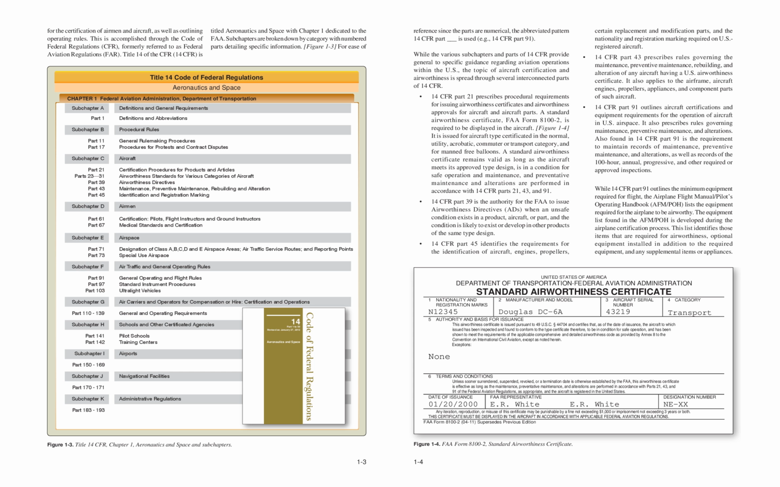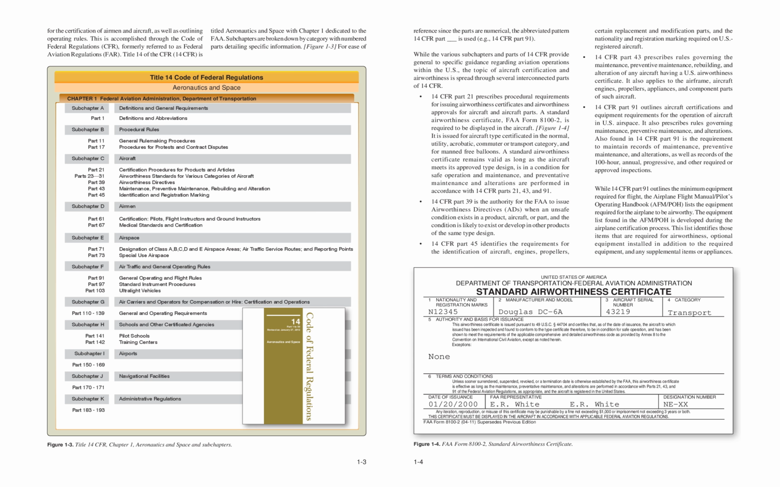For the certification of airmen and aircraft, as well as outlining operating rules. This is accomplished through the Code of Federal Regulations, CFR, formerly referred to as Federal Aviation Regulations, FAR. Title 14 of the CFR, 14 CFR, is titled Aeronautics and Space with Chapter 1 dedicated to the FAA. Subchapters are broken down by category with numbered parts detailing specific information.